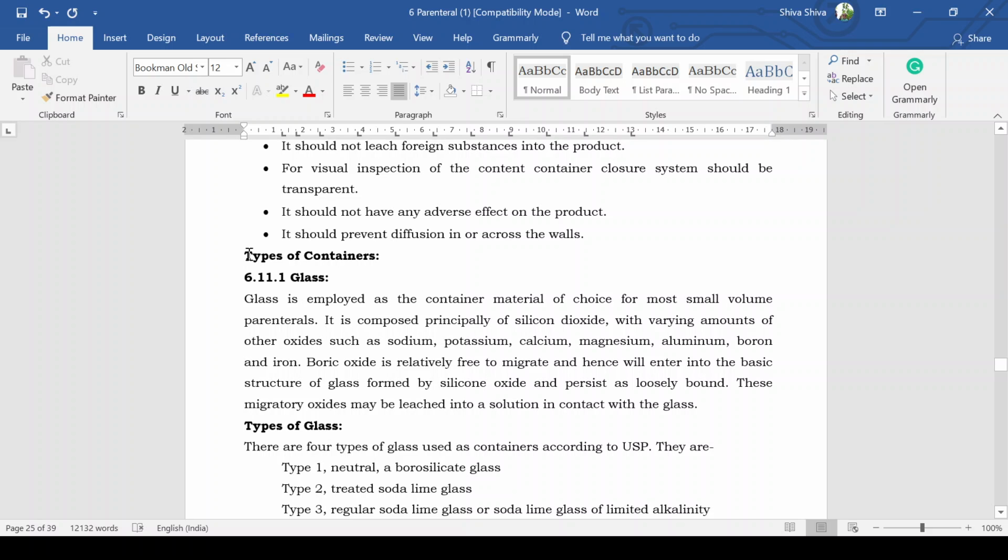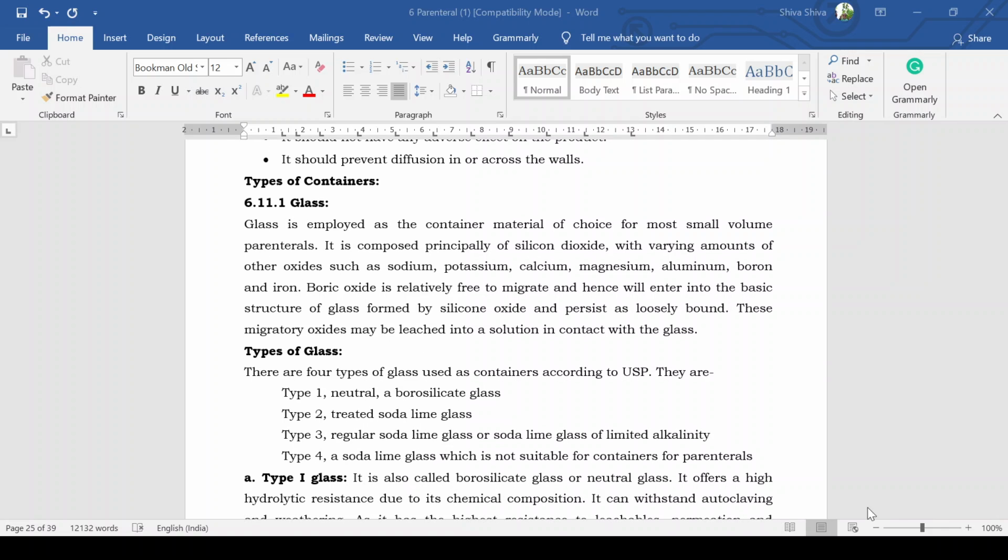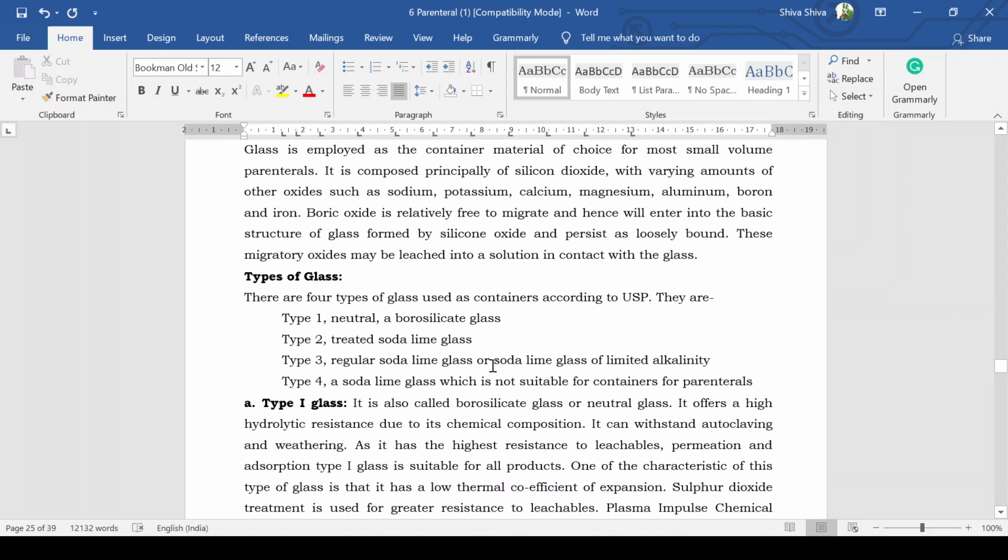Then types of containers. Types of containers are basically classified depending upon the material which is used for the manufacturing of that container. So first one is glass. Glass is the most commonly used container for the packaging of parenteral products. According to USP, there are four types of glasses which are as follows: type 1 glass, type 2 glass, type 3 glass and type 4 glass.